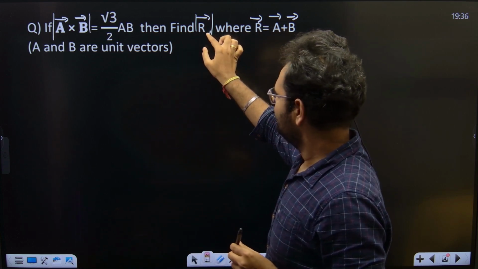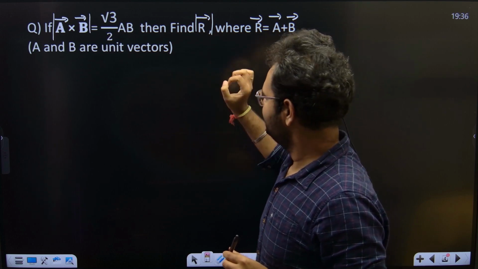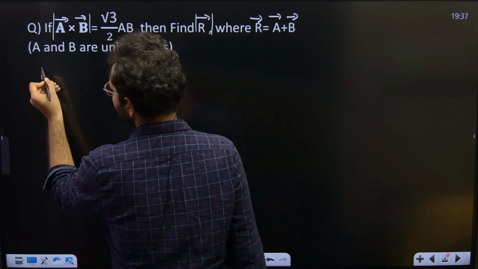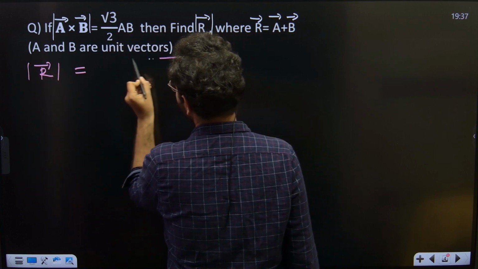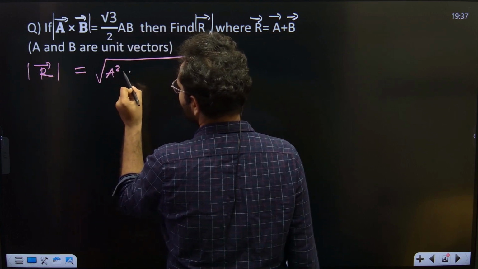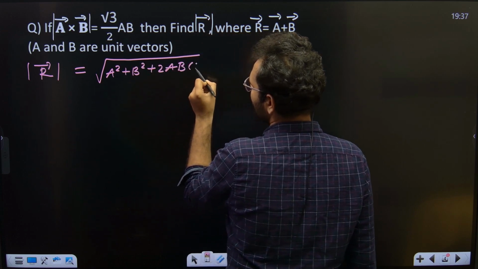First, do you know this vector? Sir, this is resultant vector. Okay. If resultant, do you know what is formula for resultant? Yes, sir, we know the formula. Formula for resultant, basic. Okay. What is that formula? A golden formula. A square plus b square plus 2ab cos theta.